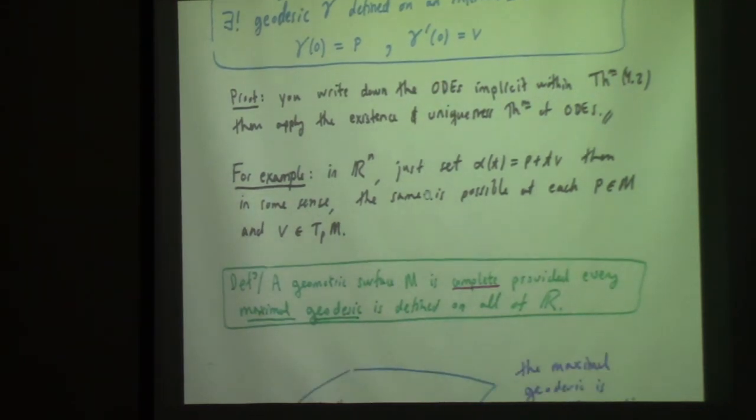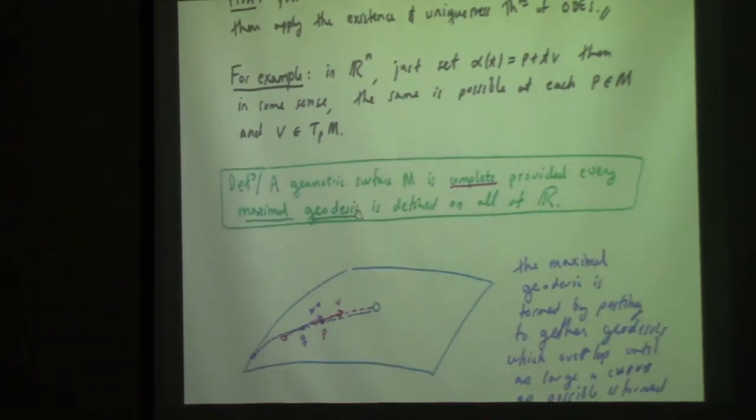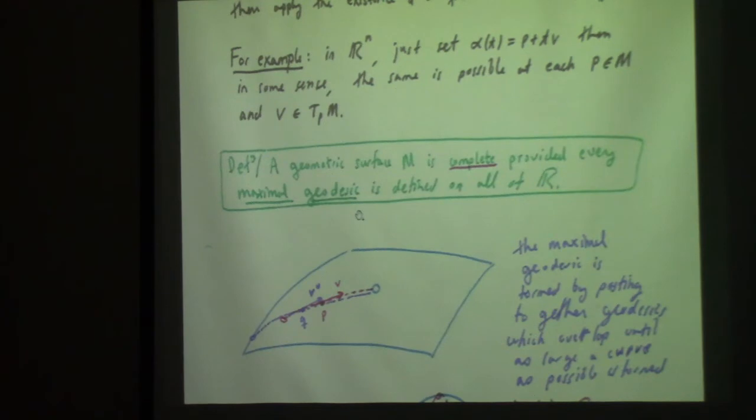Definition: a geometric surface is complete if every maximal geodesic is defined on all of R. So, you can make the domain of a geodesic as small as you like, but if you can make the domain the whole real line, then that's said to be a maximal geodesic.